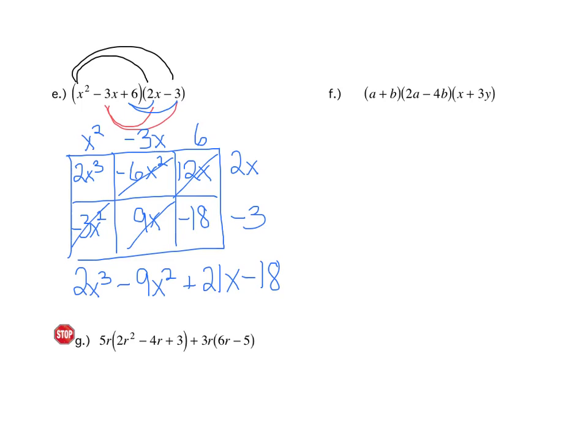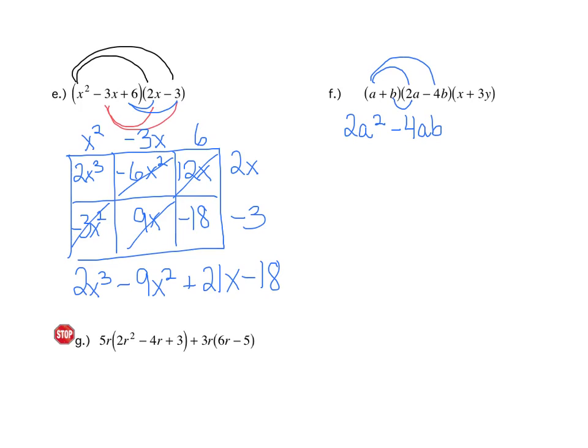Okay, second example on this page, we have a plus b times 2a minus 4b times x plus 3y. So what I like to do is multiply the first two together, because when you have three things that are being multiplied, it doesn't matter which order you multiply them in. So I'm just going to multiply the first two. I'm going to get 2a squared minus 4ab, which would be the same thing as 4ba, but I like to write it in alphabetical order.